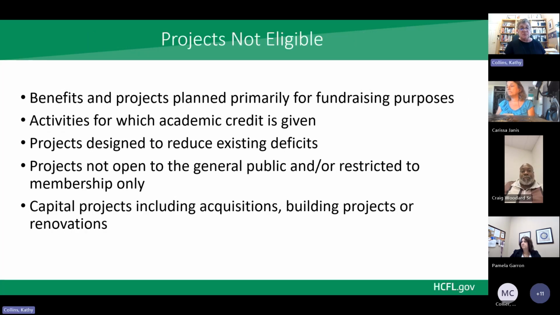Projects that are not eligible would include an event specifically for fundraising, something where academic credit is given, something where the general public is not allowed to attend, or it is restricted only to membership, and we can't fund something where somebody is trying to raise money for a capital project.